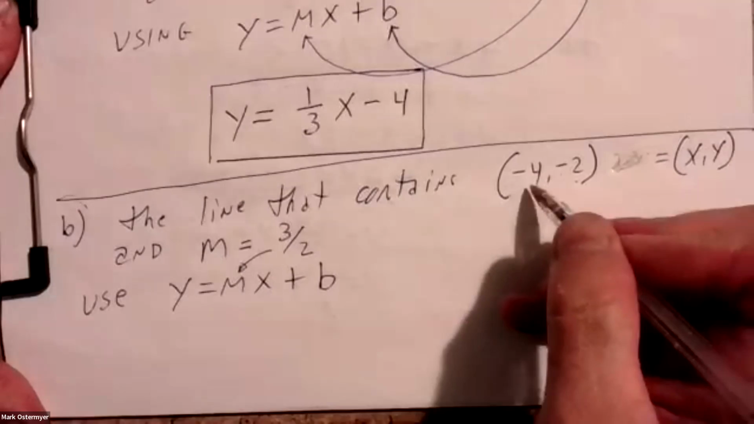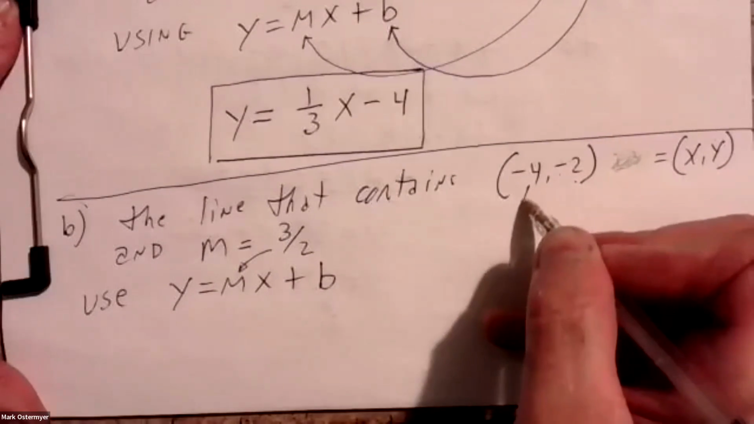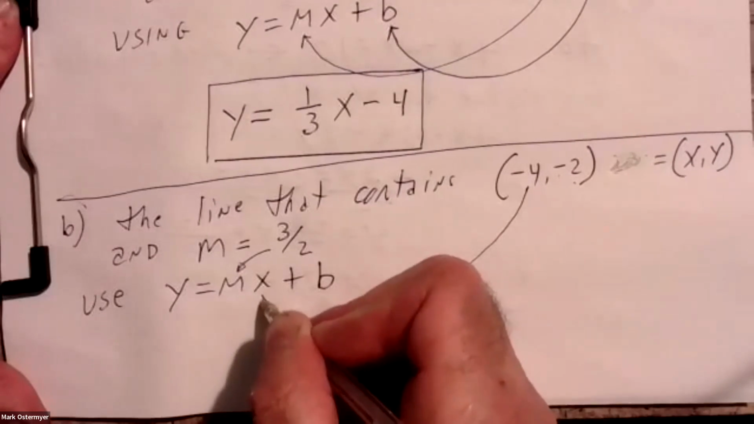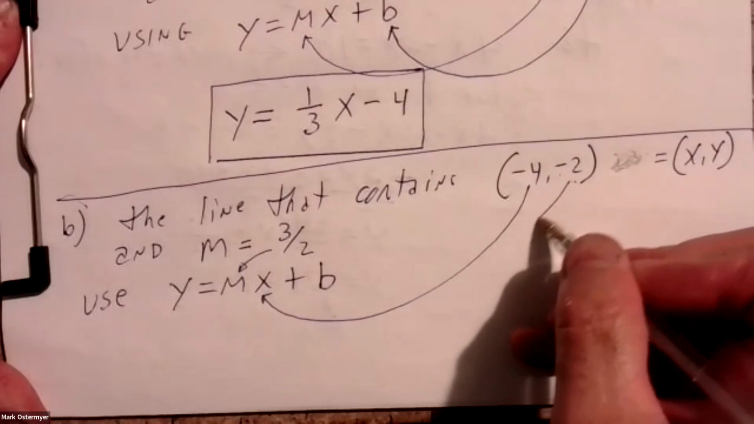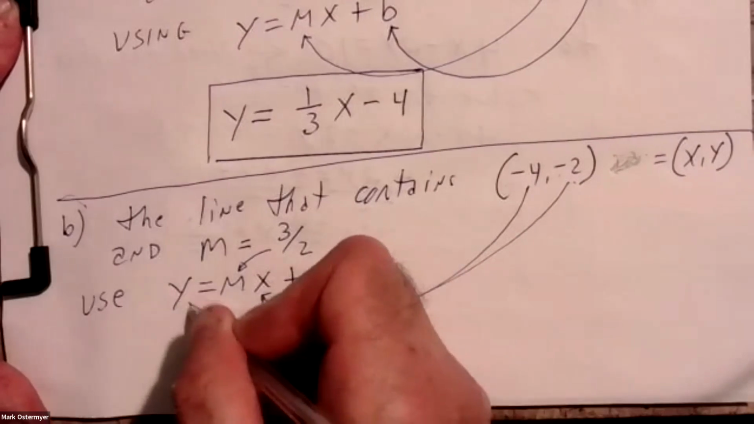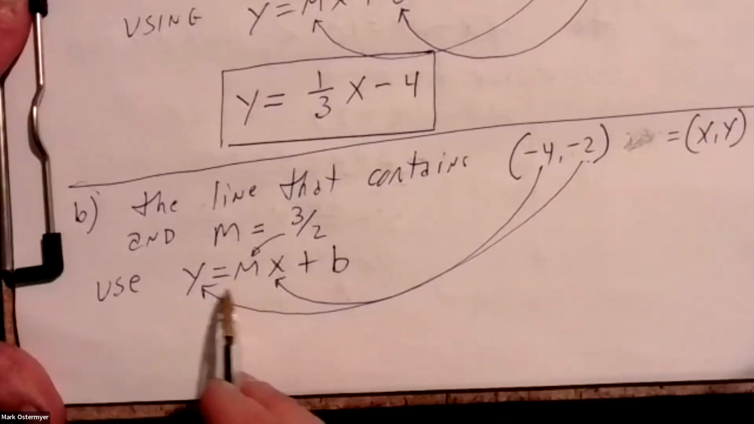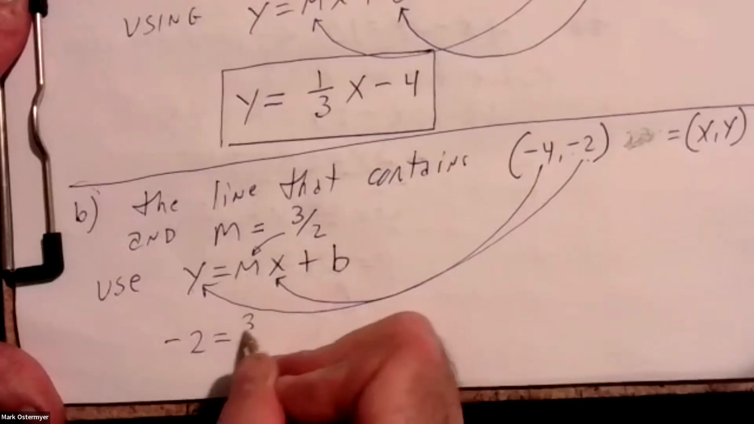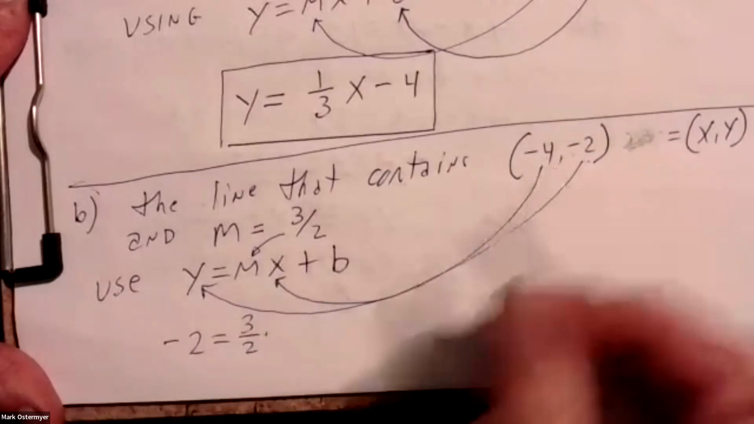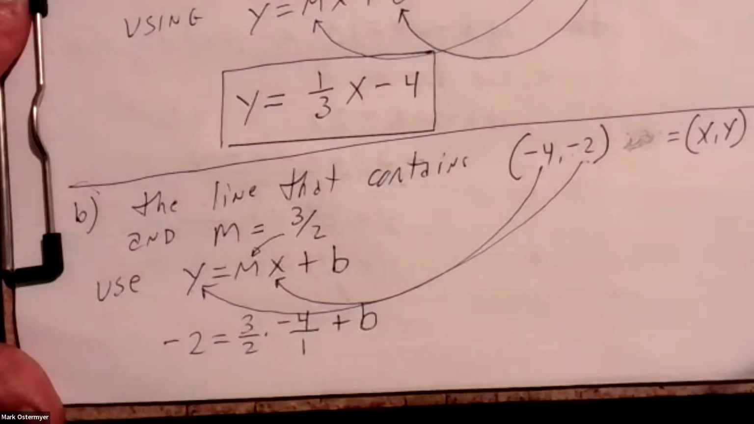Well, that being the case, if it's to be a solution to this equation, I should be able to substitute in for the x variable, the x coordinate of -4. I should be able to substitute in for the y variable in this equation the y coordinate, which is -2. All right, so let's make our substitutions now. So y, which is really -2, is equal to my slope, which is 3/2, times x. x takes on the value of -4, plus my y-intercept of b.